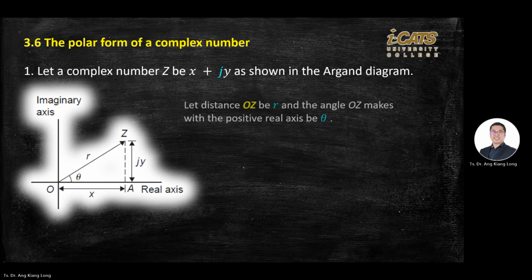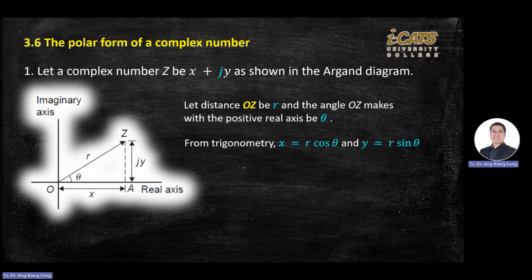Right. So how you find the distance of OZ, which is R, is using your trigonometry equation, right? From trigonometry, how you find your x means you use r cos theta. How you find this jy is equal to r sine theta, the y magnitude. J just means that it's in the imaginary axis.